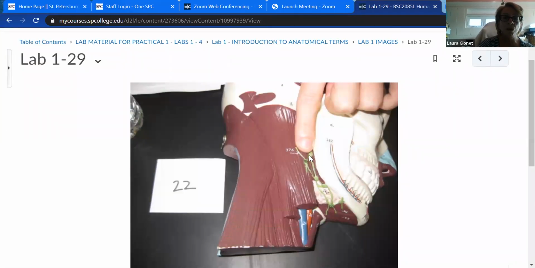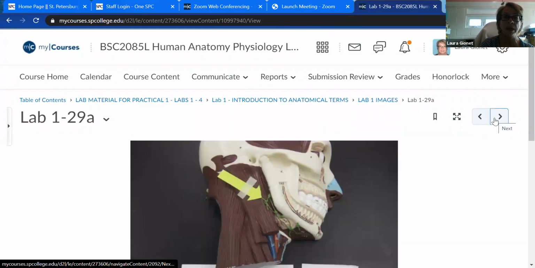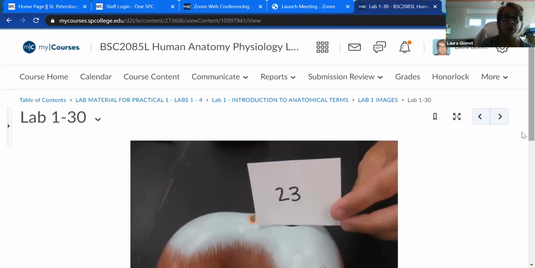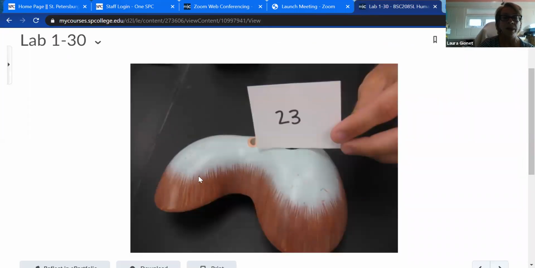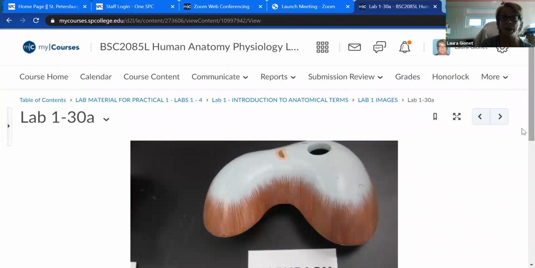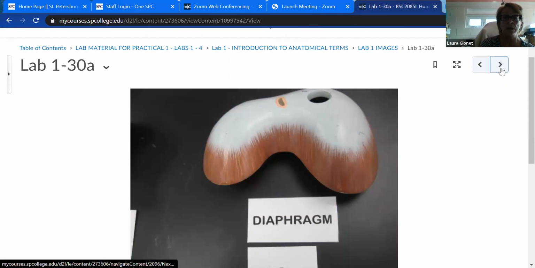Here we have those green nodules. Those are lymph nodes, no cavity. And then we have the diaphragm, functions in the respiratory system, no cavity because it's between the thoracic cavity and the abdominal pelvic cavity.